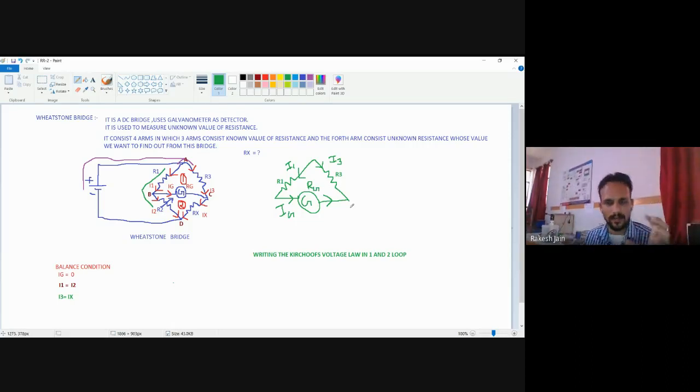Okay, now I am going to write down the Kirchhoff voltage law for the first circuitry, this is the upper part. What is Kirchhoff voltage law? That the total voltage in a closed path is equal to 0. It means we have to find the total voltage in these three arms: the R1 arm, the R3 arm, and the third, galvanometer arm.